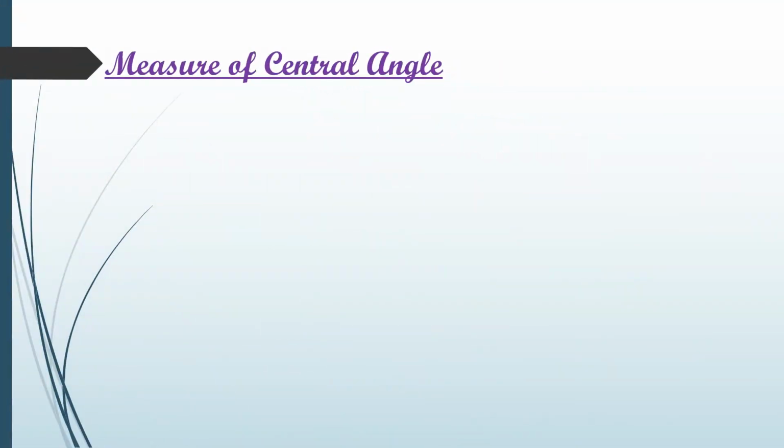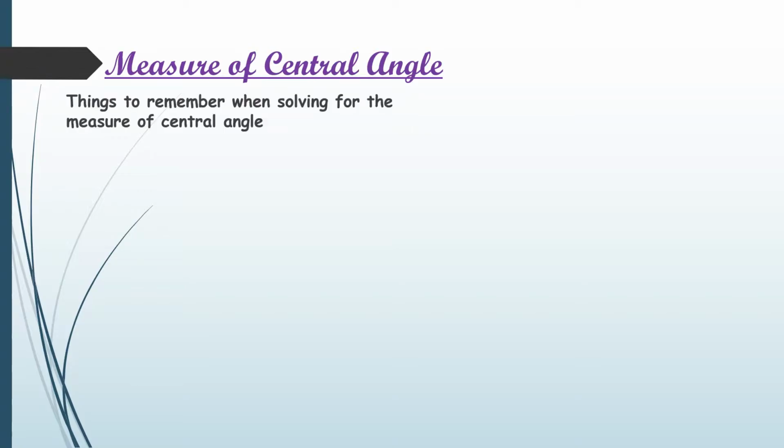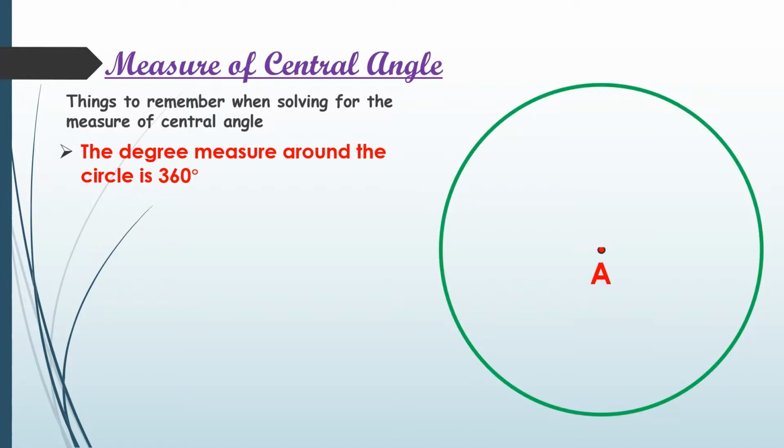So now let's have the measure of central angle. And here are the things that you have to remember when you want to find the measure of central angle. First, the degree measure around the circle is 360 degrees. So if you have a circle with center A, then the degree measure of circle A is equal to 360 degrees.